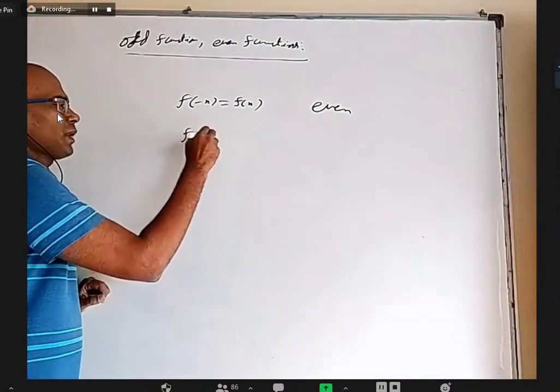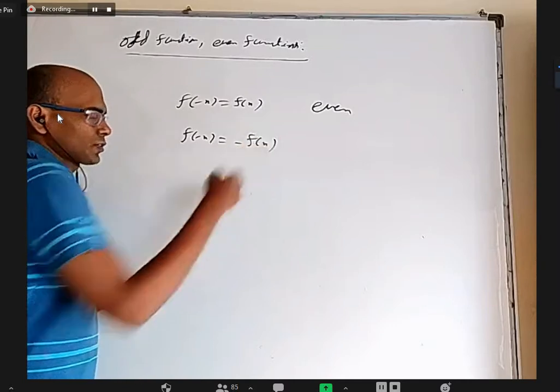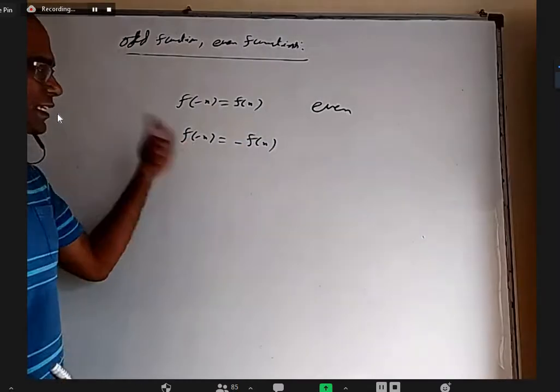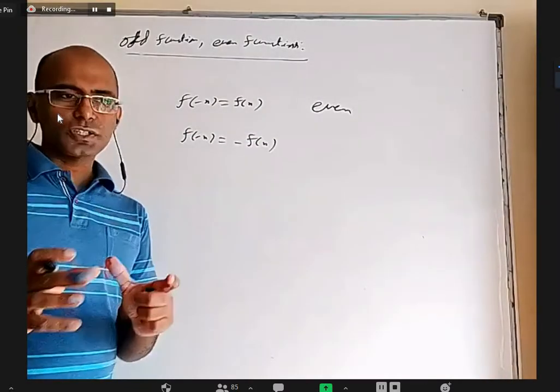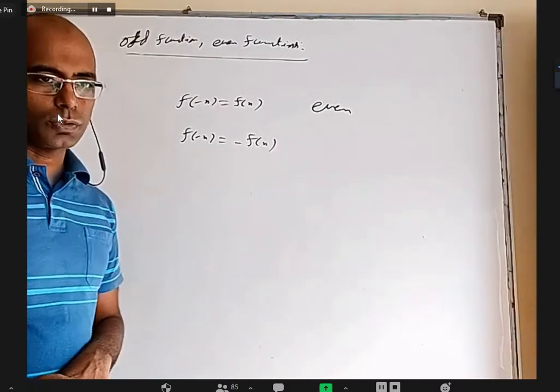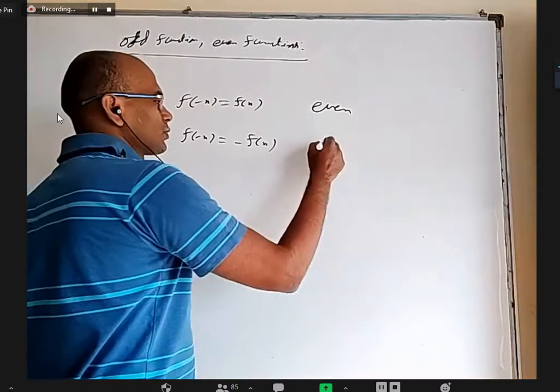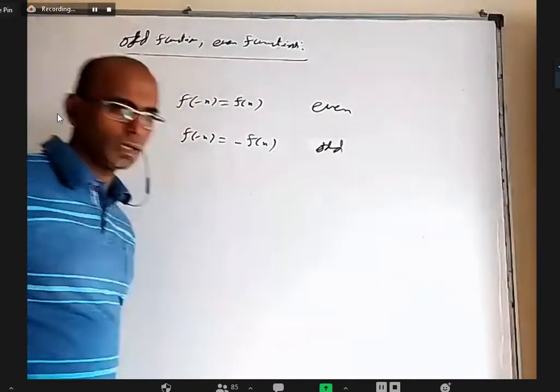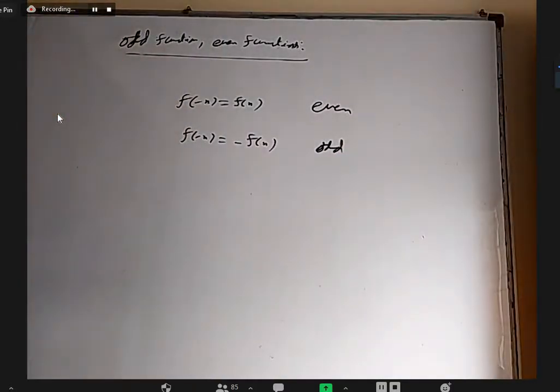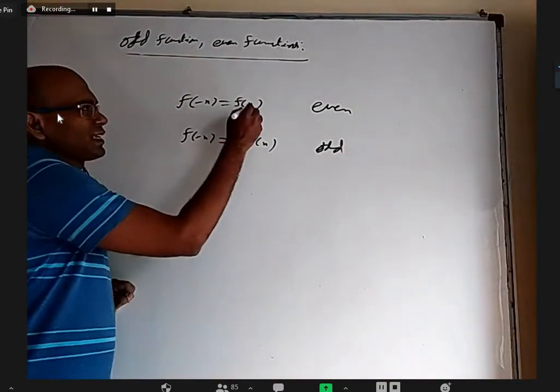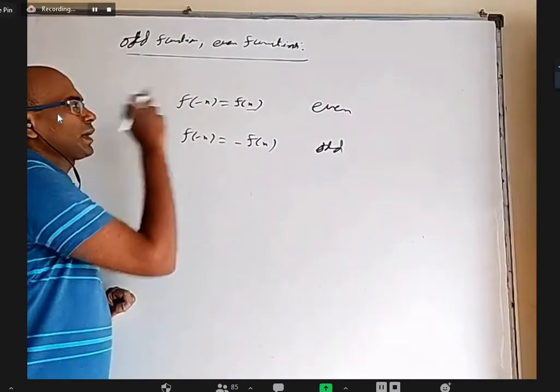And if f of minus x is minus f of x, when you replace x with minus x, you will not get the original function, rather you will get the negative of the original function. That is the odd function. That's the definition. But first of all, if a function is defined at 5, it should be defined at minus 5.